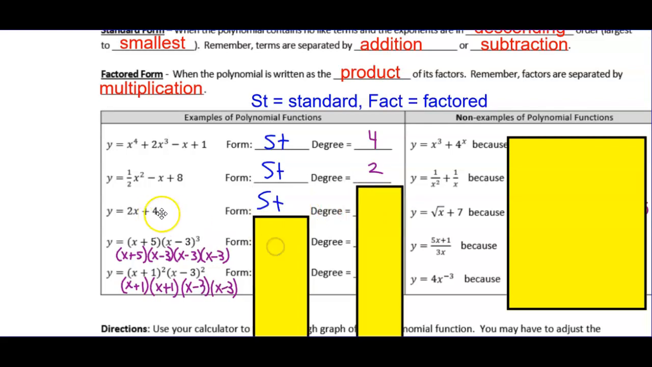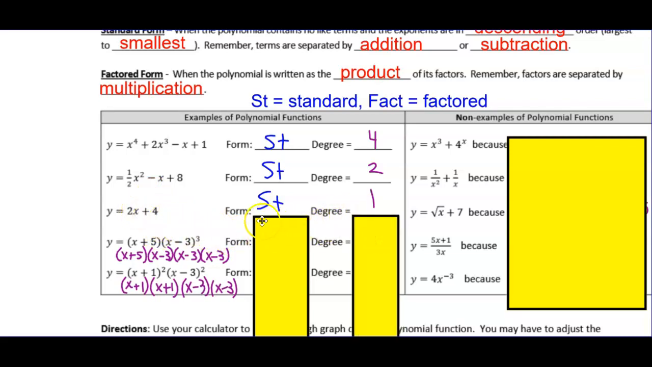Format for number 3, or the third one, is standard form. It does not have to have squares or cubes or anything higher than that. It could be a first power polynomial. This one is degree 1.